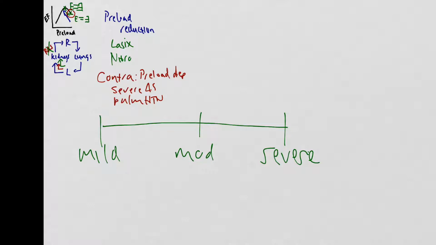So if you look at your patient and determine that they're in mild respiratory distress, you may want to start by giving them some Lasix to begin the preload reduction. If they're in moderate respiratory distress, you may want to give them Lasix and also add in nitro.